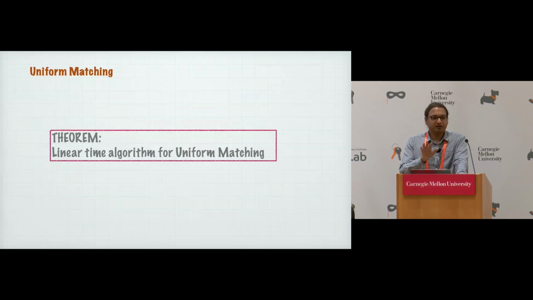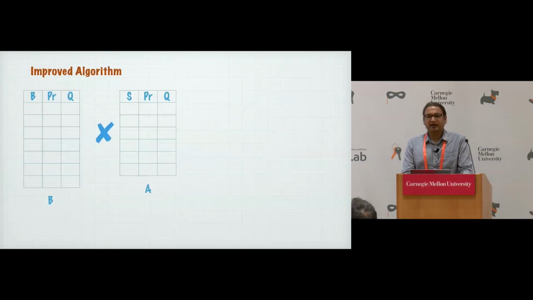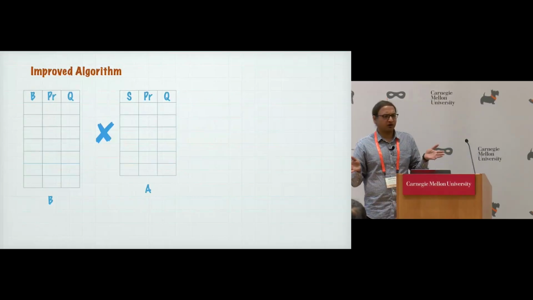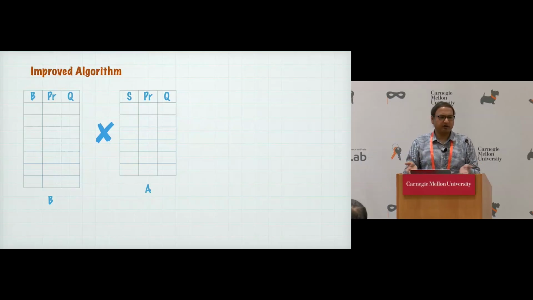Now, we tried to do the same thing for uniform matching, but we ended up giving a linear time algorithm for it. So uniform price matching actually can be done in linear time. And in one slide, I will tell you what the algorithm is, hiding the details.